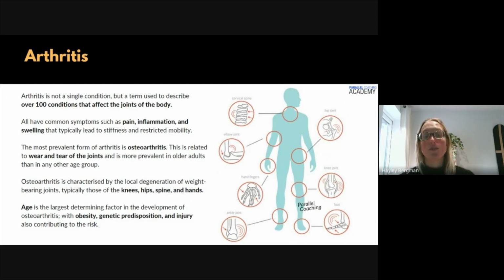The most prevalent form of arthritis is known as osteoarthritis, and this relates to wear and tear on the joints. If you imagine a joint, let's just say this is the knee joint, over time there's this wear and tear between where the two bones meet, and it's more prevalent in older adults than in any other age group. Osteoarthritis is characterized by the local degeneration of weight-bearing joints. So it's going to be wear and tear, it's going to be weight-bearing. Typically those of the knees, hips, spine, and hands.